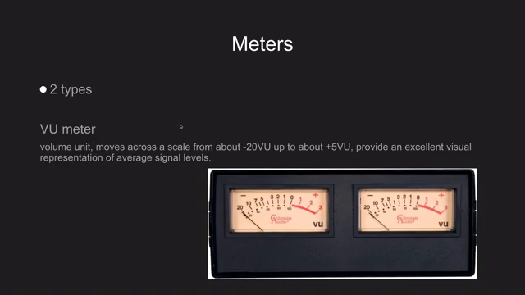All right, meters. There's two types of meters. VU meter. It's called a volume unit meter. It moves across a scale from about -20 volume units to about +5 volume units. So it provides an excellent visual representation of average signal levels.